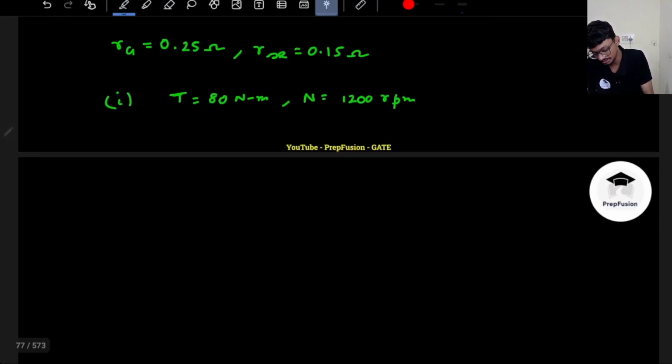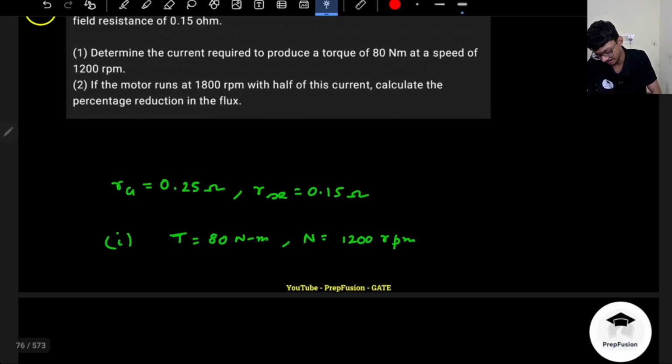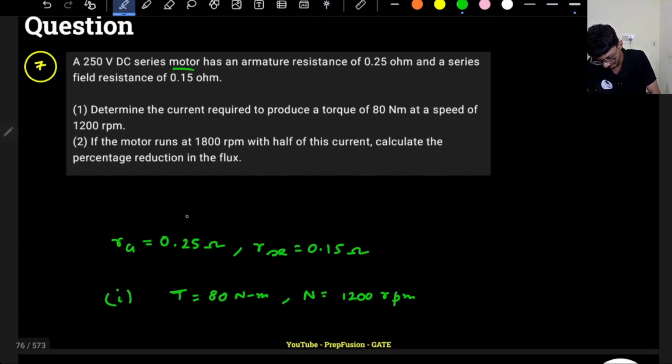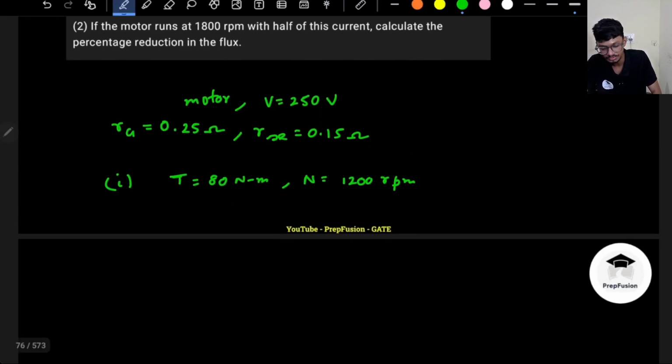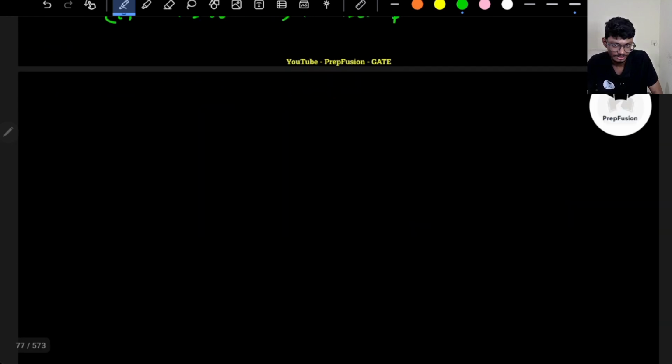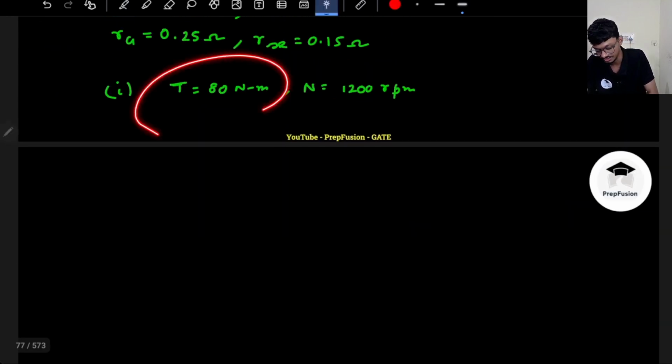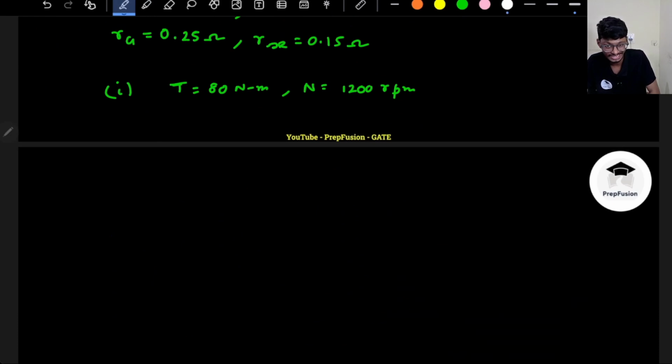So this is the load torque, and this is the speed, and this is a DC series motor, a 250 volt motor. So 250 volt motor means the terminal voltage will be 250 volts. What they are asking is how much current I need to supply so that it can produce a load torque of this much at a speed of this much. So what is the shaft power? It is omega into T, where omega is 2 pi N by 60, into T.